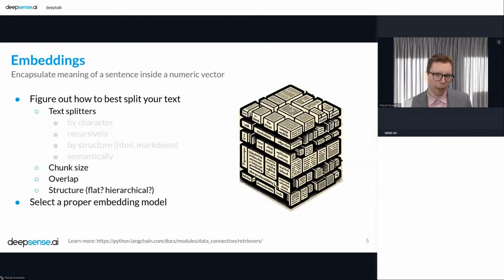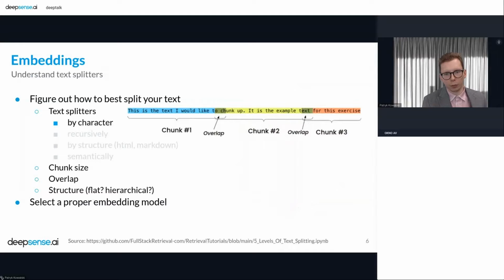And in order to embed a piece of text, you need to split your document using a text splitter to make it fit in the embedding model context. There is a number of parameters for a text splitter, such as chunk size, which is how big of a piece of text one chunk should be.